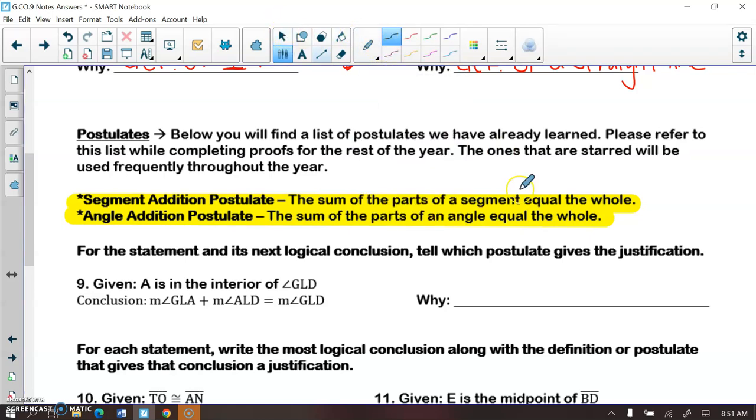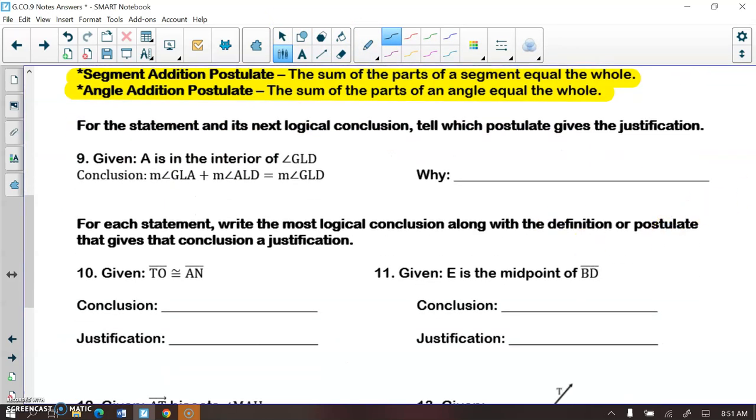So, number 9, we are given A is in the interior of angle GLD. What that means is that we have angle GLD. Now, it doesn't say that point A is exactly in the middle, so it might be over here, and it looks something like this.